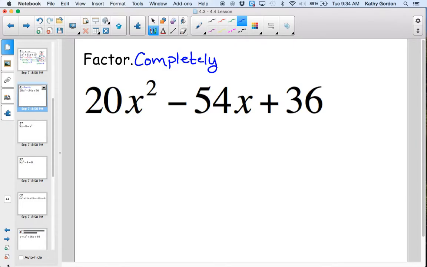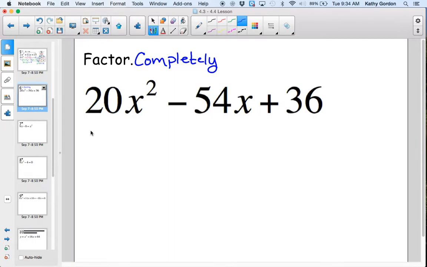And then you go over to 36, and do I go with 1 and 36? Do I go with 2 and 18? Do I go with 3 and 12? Do I go with 4 and 9? Oh my gosh, I'm making myself dizzy. What do I do? There's a lot of factors there to have to wade through to try to get to an answer if you leave it like this.